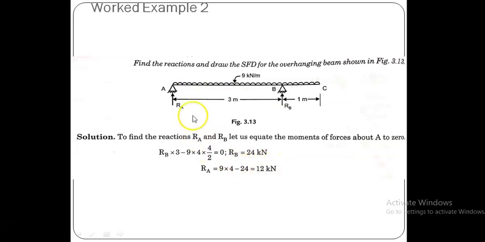Therefore RA is equal to, so whatever force is acting on this beam must be shared by these two supports A and B. So the total force is 9 into 4, 36. Now RB is 24, therefore RA should be 12.